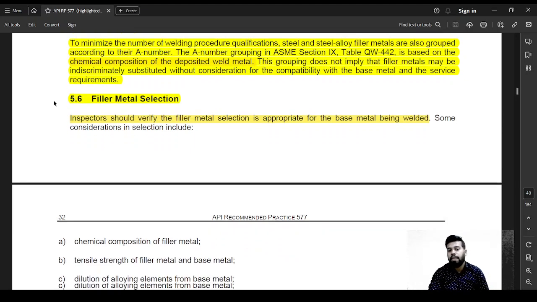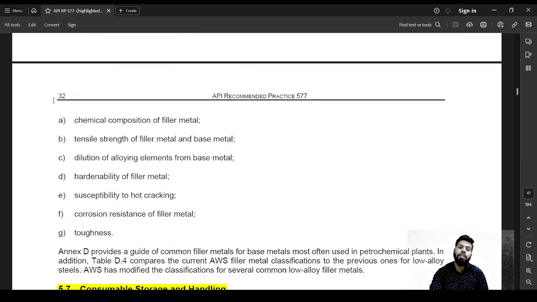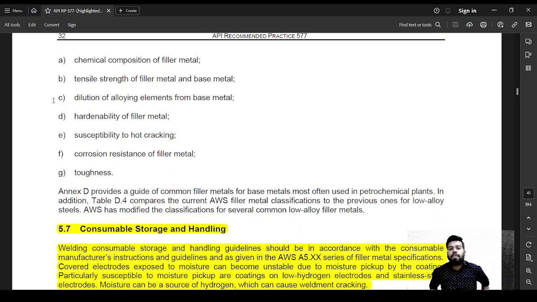Okay. Filler metal selection: the inspector should verify the filler metal selection is appropriate for the base metal being welded. Some considerations are as follows: chemical composition of the filler metal, tensile strength of the filler metal and base metal, dilution of the alloying elements from the base metal, hardenability of the filler metal, susceptibility to hot cracking, corrosion resistance of the filler metal, and toughness requirements.